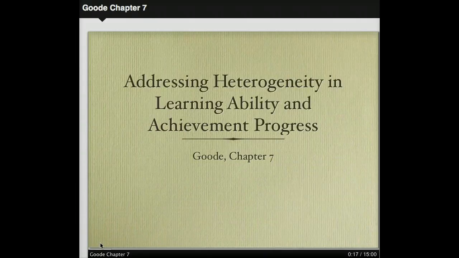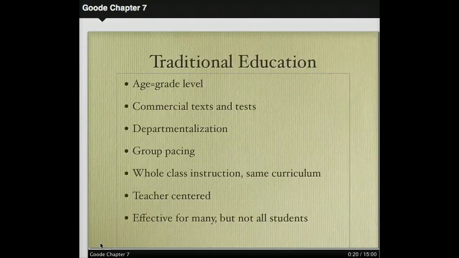So here goes. First of all, in addressing education, historically, age has determined what grade level a student is in. We have relied on commercial texts and their tests. Our learning has become departmentalized, especially in high school and junior high, but in recent years we've also seen departmentalization in elementary school. Everybody is expected to move at the same pace, and of course all of our pacing now is designed around state tests, not whether or not we'll really get through what's expected to happen in a year. And everybody is taught at the same time, using the same materials.